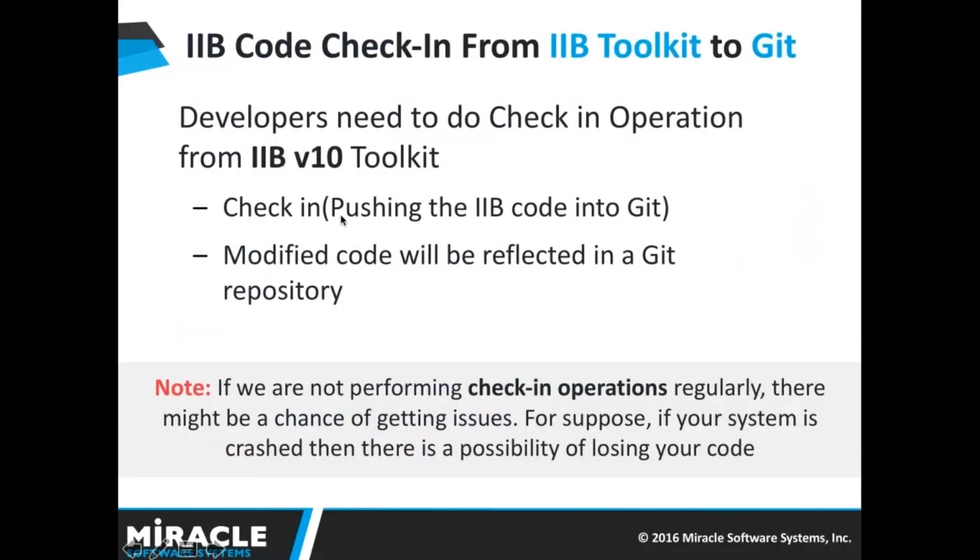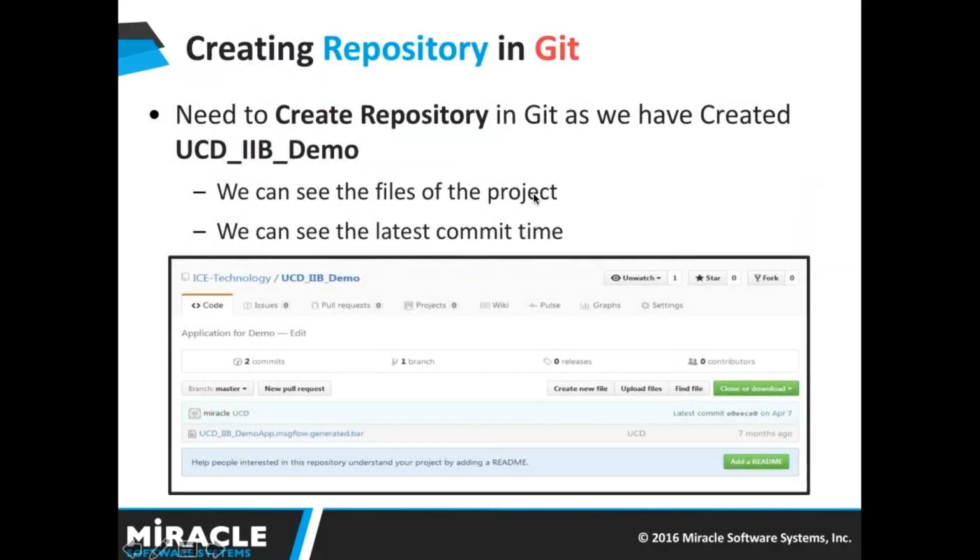Coming to the next, IIB code check-in from IIB Toolkit to Git. Here the developer changes the application and checks it in to the Git repository. So UrbanCode Build is notified of the Git commit which contains the updated code. Moving to the next slide.